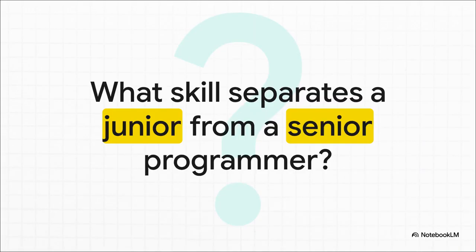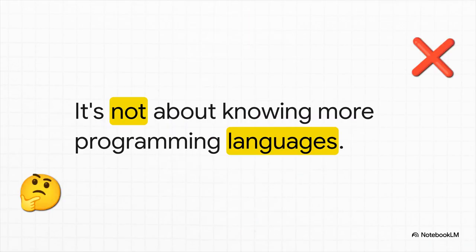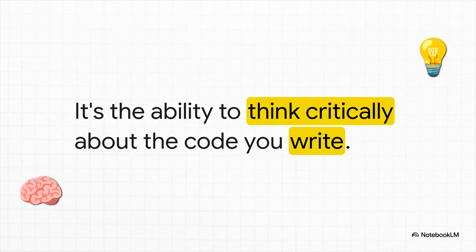So, what do you think it is? What's that one thing that really makes the difference? And look, you might be thinking, oh, it's knowing a ton of different programming languages, right? But nope, that's actually not it. It's the ability to really, truly think about how your code performs. And the way the pros do that, well, that's by understanding Big O notation.